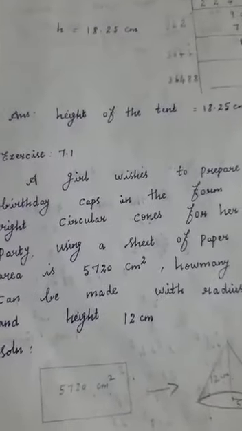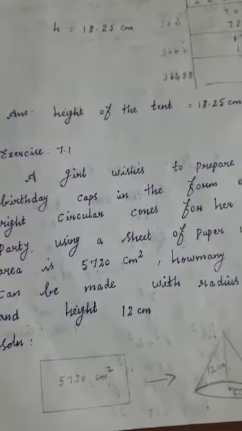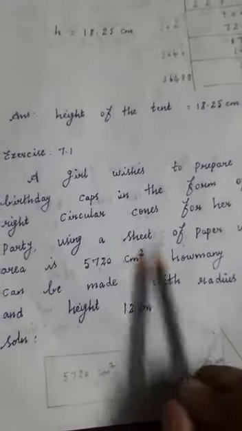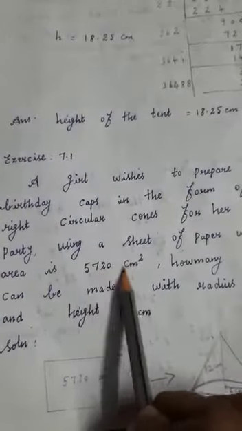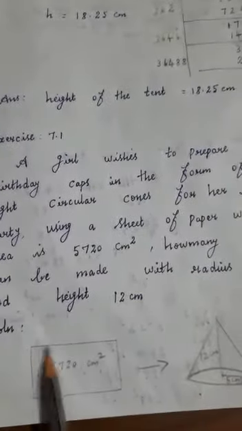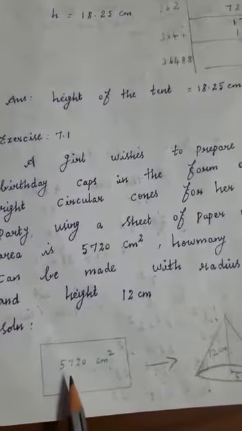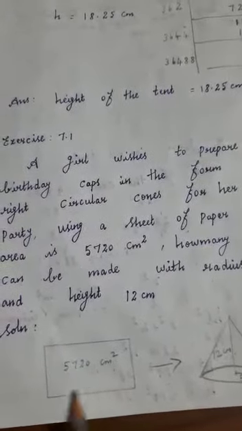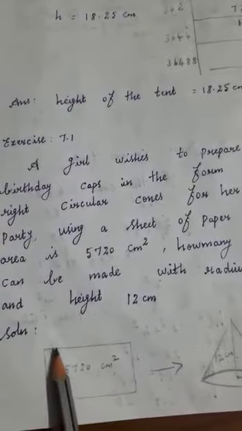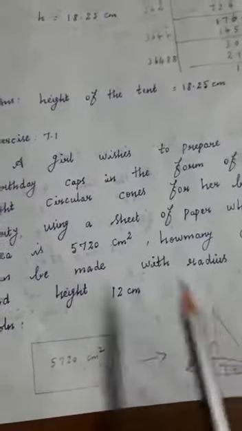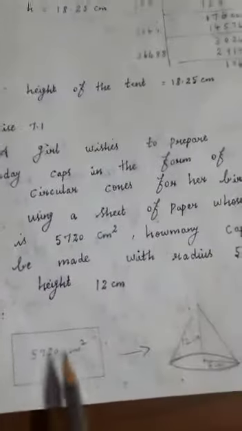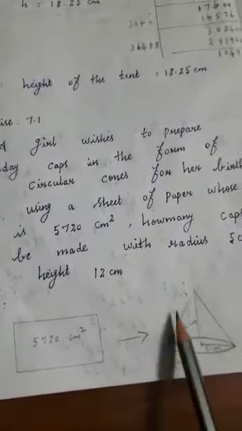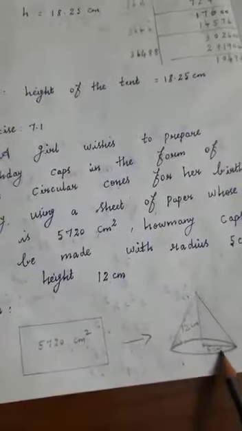So in our question, what they have given: one girl wishes to prepare birthday caps using a sheet of paper. The area they have given is 5720 centimeters square. Using the sheet of paper, they are making the birthday caps. A birthday cap is in the form of a right circular cone, so I know that the birthday cap is in the cone shape only. Using this sheet of paper, they are making the cone shape with the radius 5 centimeters.